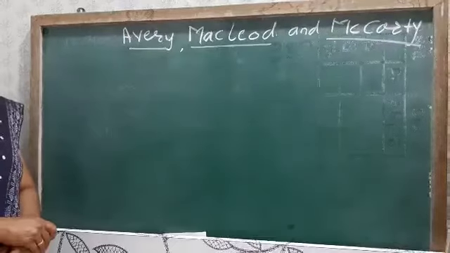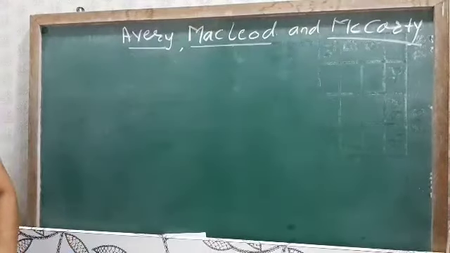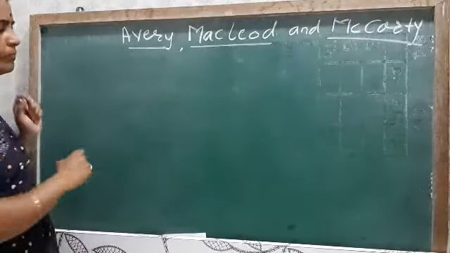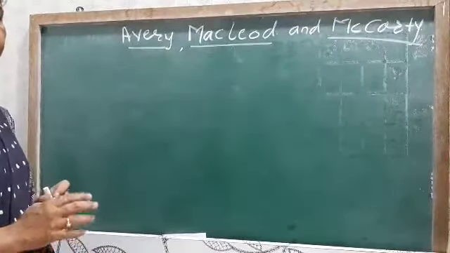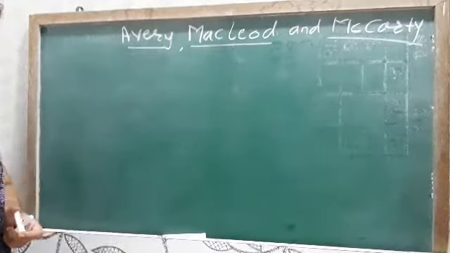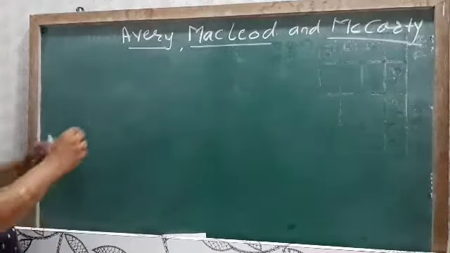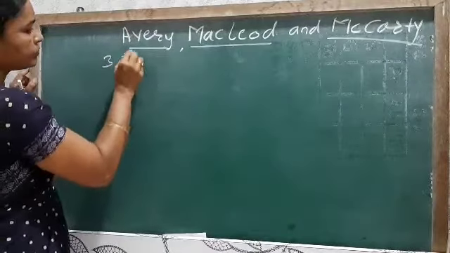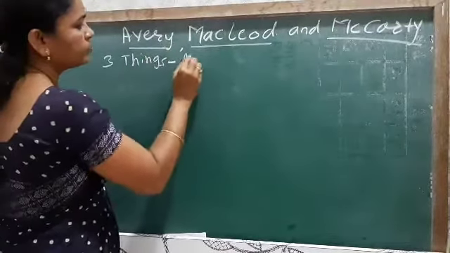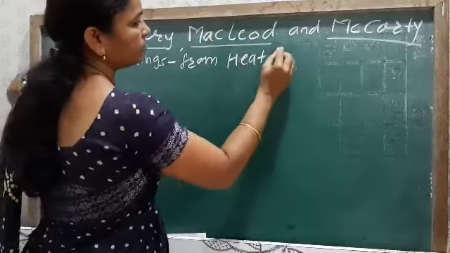So here these three scientists isolated the three things from the heat killed S type bacteria. म्हणजे ग्रिफिथ एक्सपेरिमेंट मध्ये जे हीट किल्ड एस टाइप बॅक्टेरिया आहेत त्यातल्या तीन जे काही पार्ट्स आहेत म्हणजे जनरली आपण त्यांना काय म्हणू थ्री थिंग्स which are isolated by the Griffith. That is here the three things. These are isolated from heat killed S type bacteria.